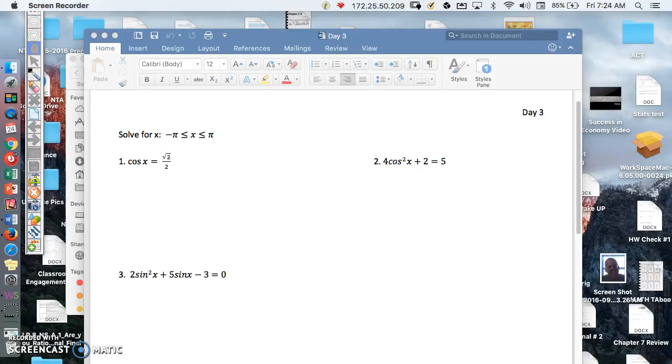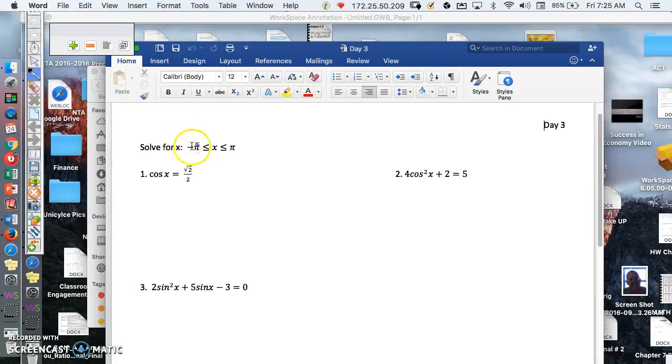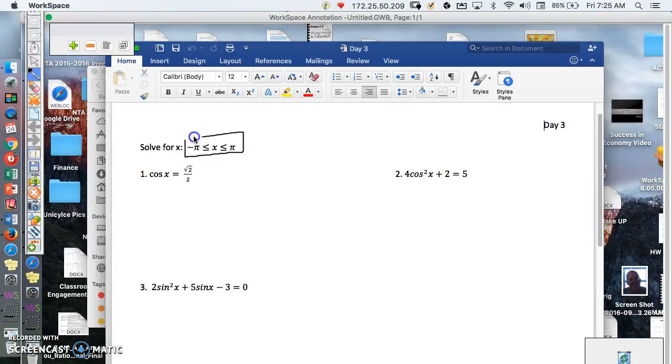So today we're going to take a look at our third day of solving, and we're going to start with some that are of review. But one thing we'll notice is where are we looking for our answers on this one? And as you can see here, we're looking for it in between negative pi and pi. So that's a little bit different. So we'll still start out the same, cosine. So we know that this is our x value. So x value is positive, so that would be over here.